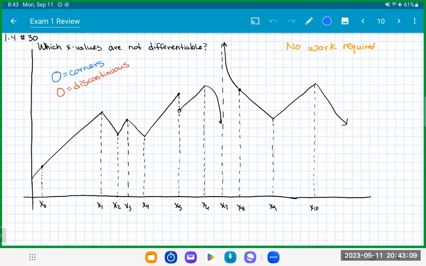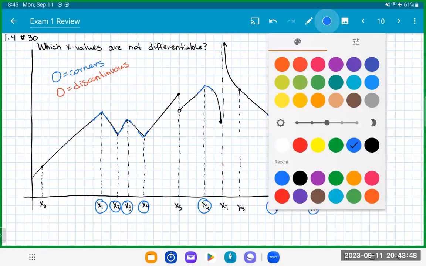So for the first one, if I circle the corners, I can see in this graph there's a sharp change in direction here, here, and here, and here. So all 4 of these have corners, so they're not going to be differentiable. I can also see there's a corner here, so that's not differentiable, and a corner here, so that's not differentiable. This one isn't a corner exactly, but I'm going in one direction and then I change directions. So x6 is also not differentiable.